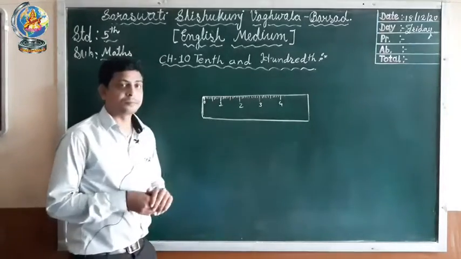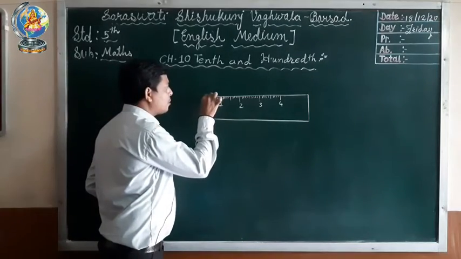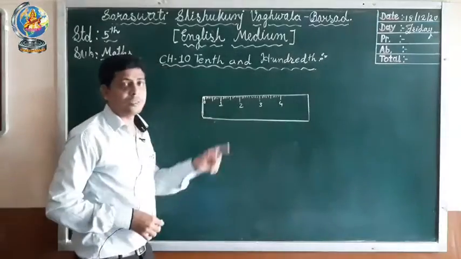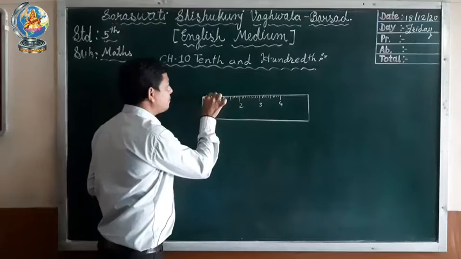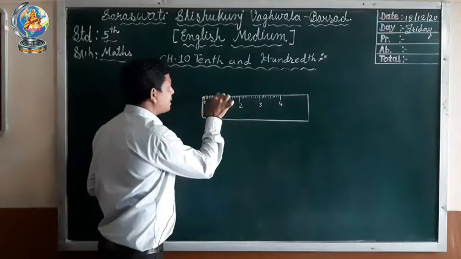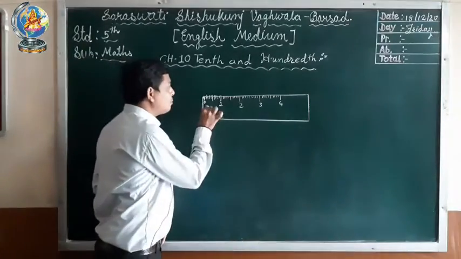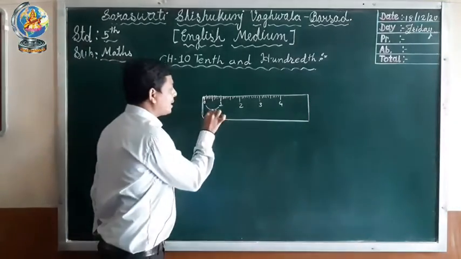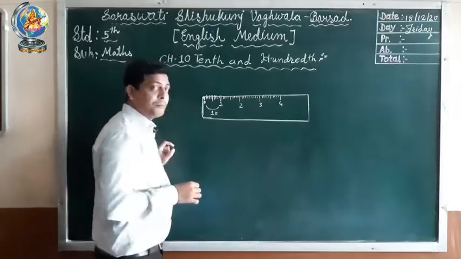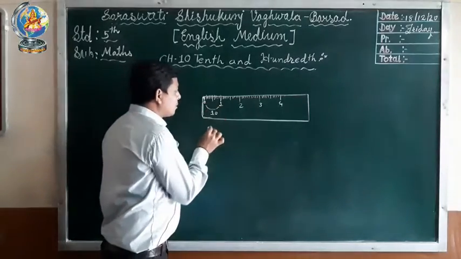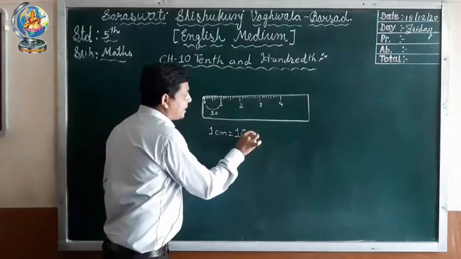Now look here. Here you can see short lines, small lines. If you count them, there are 10 short lines: 1, 2, 3, 4, 5, 6, 7, 8, 9, and 10. So there are 10 short lines between 0 to 1. Each short line is called a millimeter. So we can say 1 centimeter is equal to 10 millimeter.